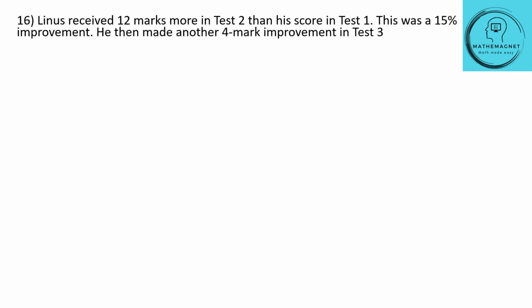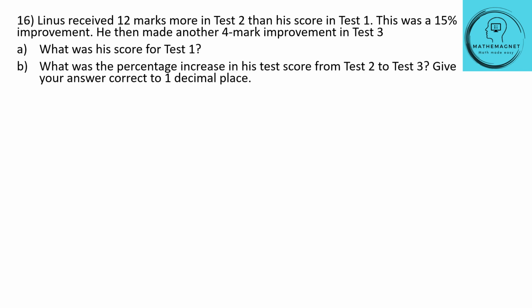Let's look at the last question in practice 2, question number 16. Linus received 12 marks more in test 2 than his score in test 1. This was a 15% improvement. He then made another 4-mark improvement in test 3. Question A. What was his score for test 1? And question B. What was the percentage increase in his test score from test 2 to test 3? Give your answer correct to 1 decimal place.